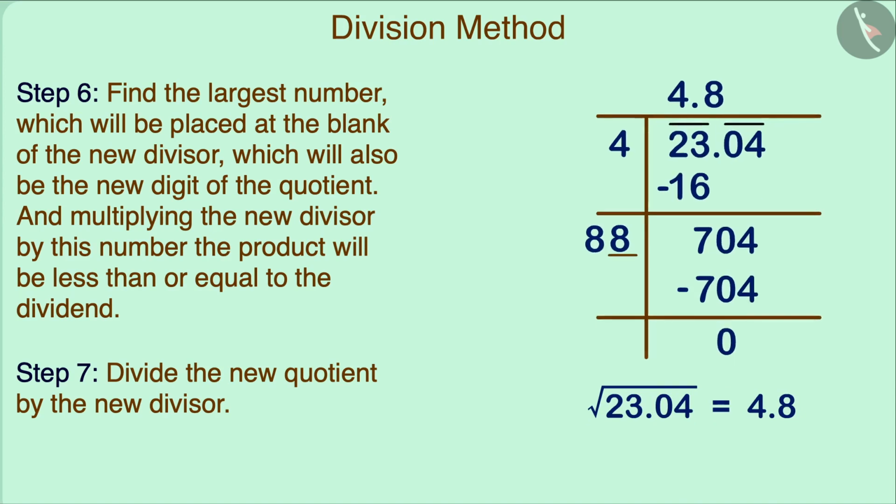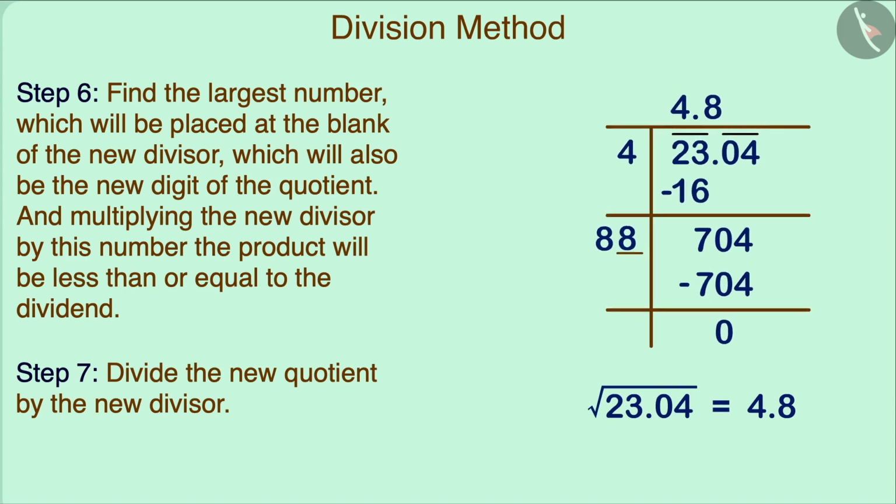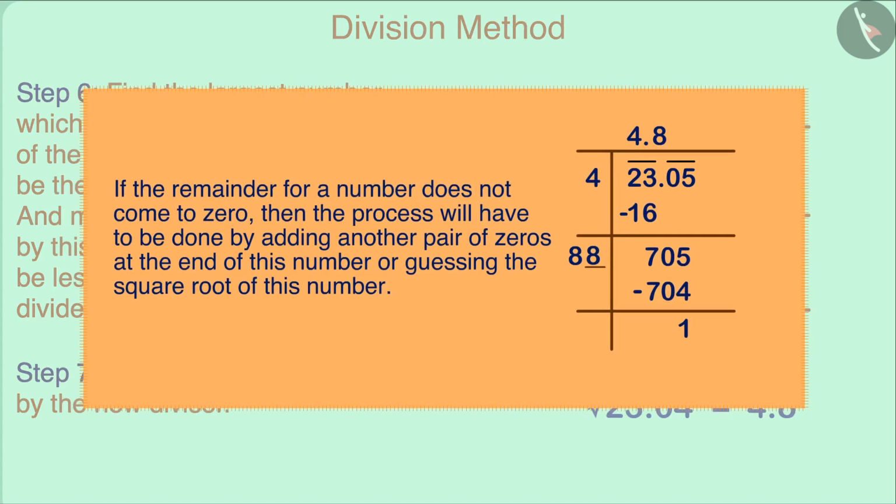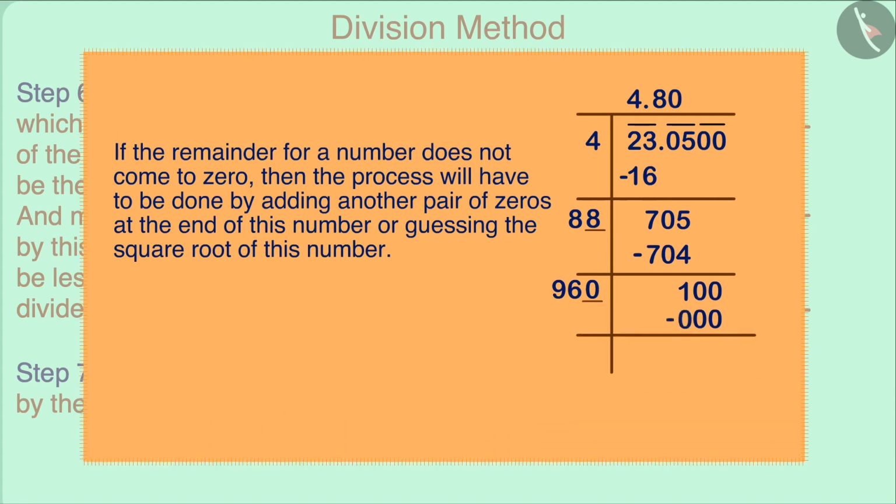Note here that we have to keep repeating this process until all the digits of the original number have been divided. If the remainder becomes 0 at the end, the quotient will be equal to the square root of this given number. But if the remainder of a number does not come to 0, then the process will have to be done by adding another pair of zeros at the end of this number or guessing the square root of this number.